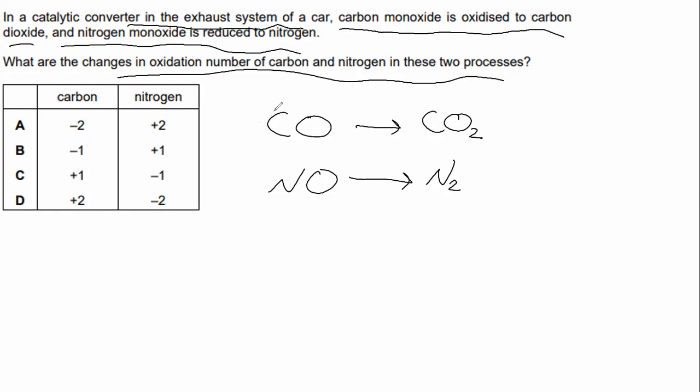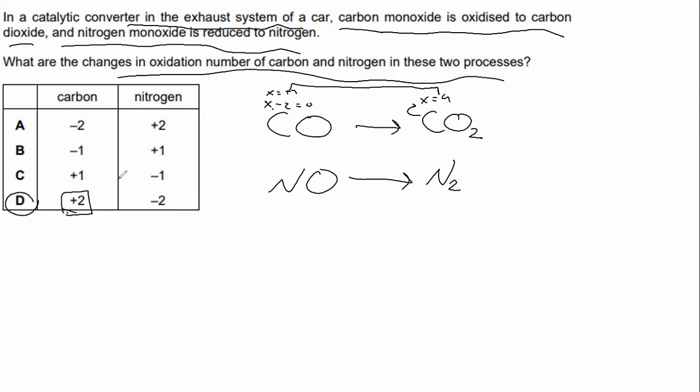So look, guys, carbon here is X minus 2 equals 0. So X equals +2. But here X is +4. The carbon here is +4. So the change in oxidation number, we go from +2 to +4. So it is +2. So this is the only correct option.